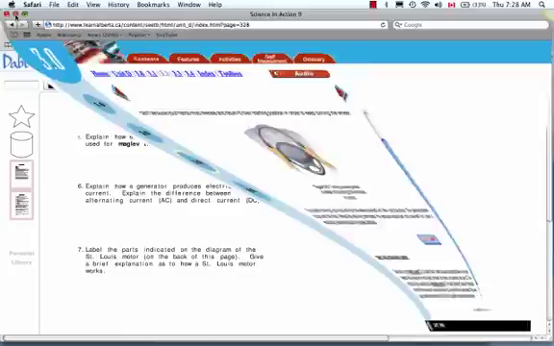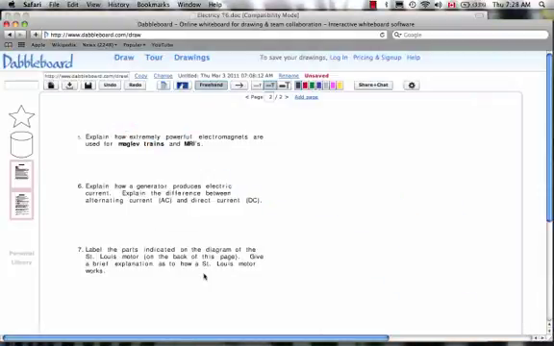Let's do the next question. Label the parts to a St. Louis motor and give a brief explanation of how a St. Louis motor works.